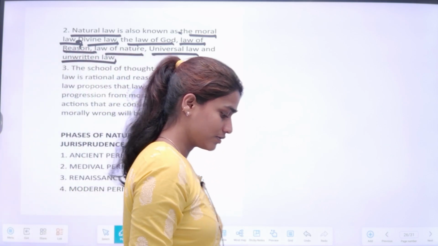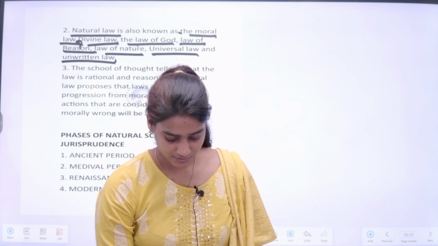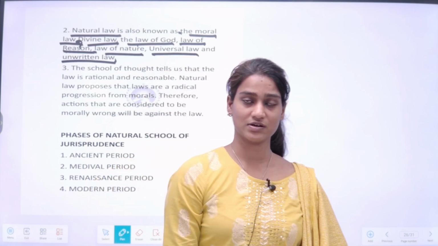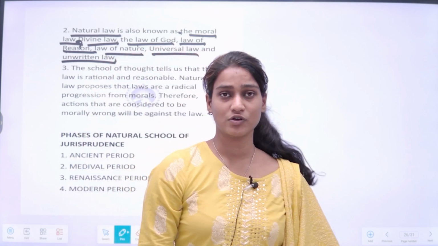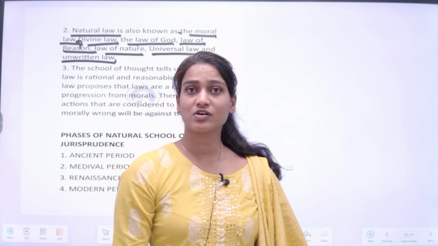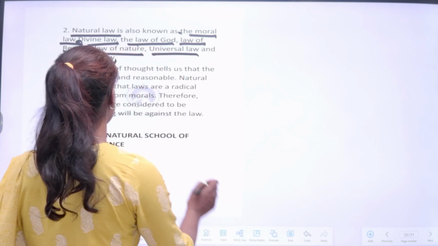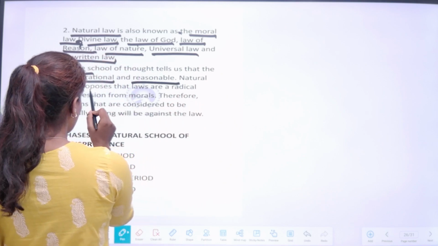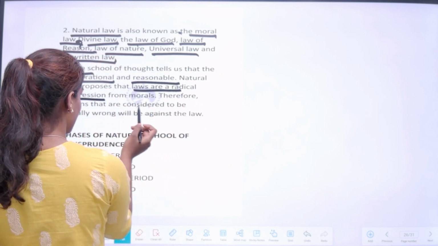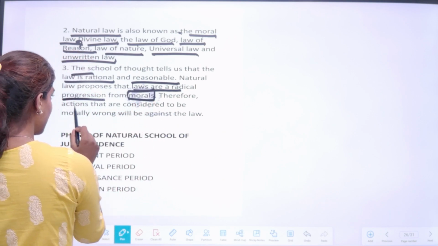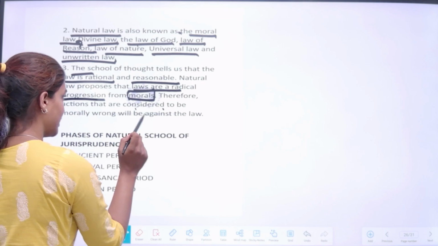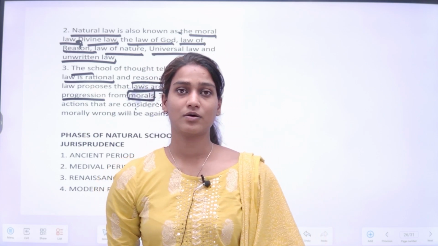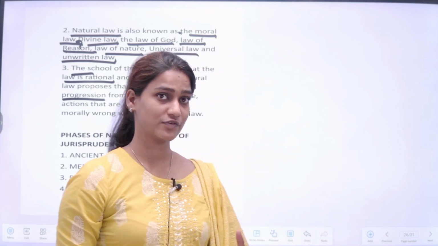You have probably heard some people say about something that it is natural, it is universal, it is a divine rule. So whatever we consider divine is what we see in the natural school of jurisprudence. The school of thought tells us that the law is rational and reasonable. Natural law proposes that laws are a radical progression from morals. Therefore, actions that are considered to be morally wrong will be against the law. So it considers that law is a progression from morals.